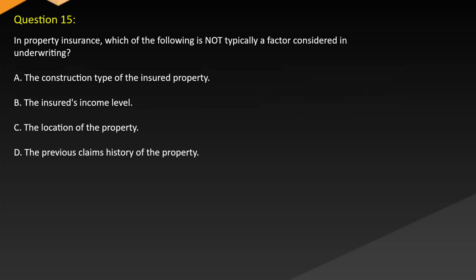Question 15. In property insurance, which of the following is not typically a factor considered in underwriting? A. The construction type of the insured property. B. The insured's income level. C. The location of the property. D. The previous claims history of the property.